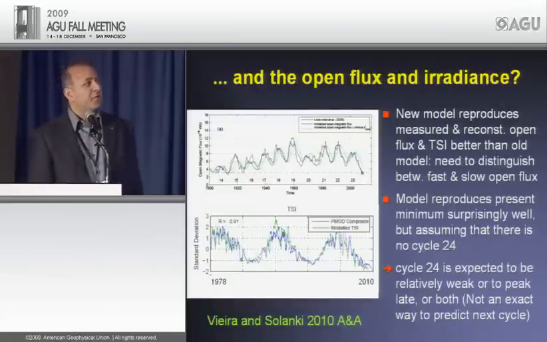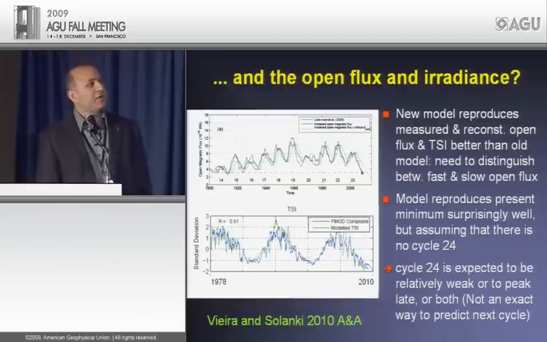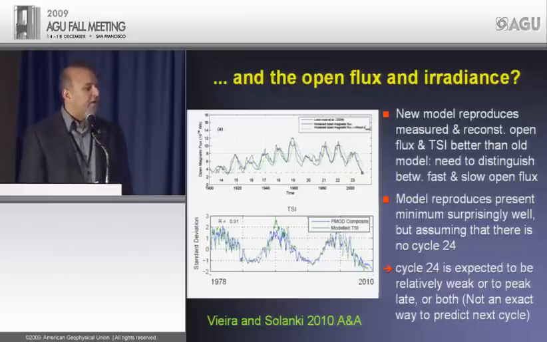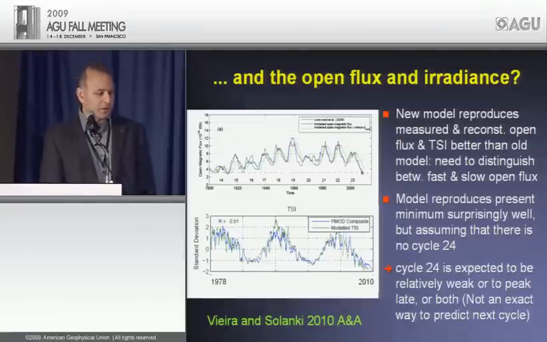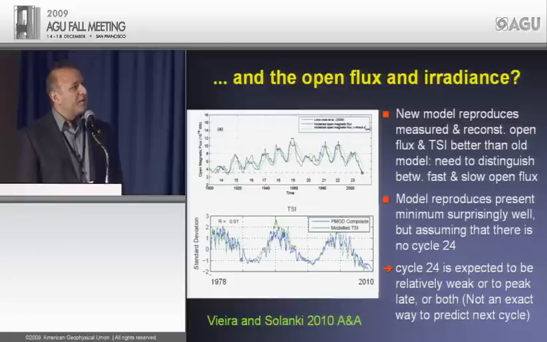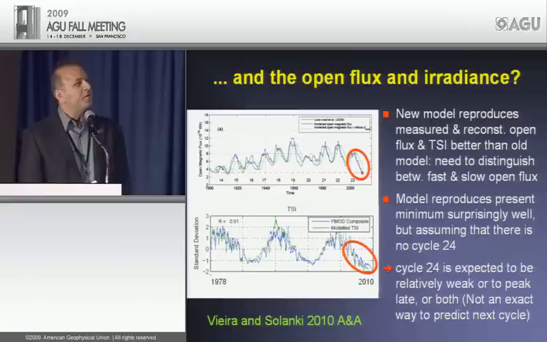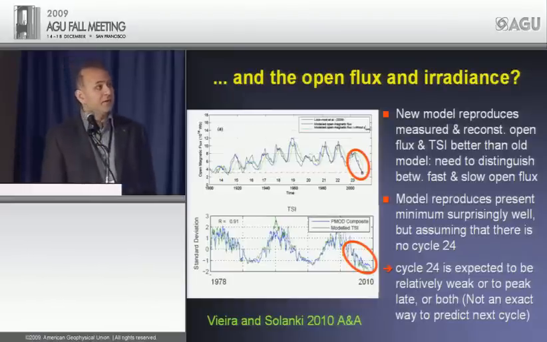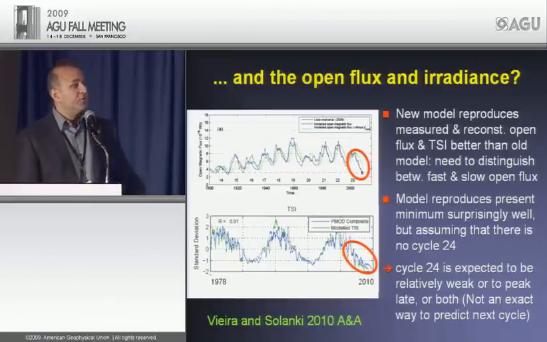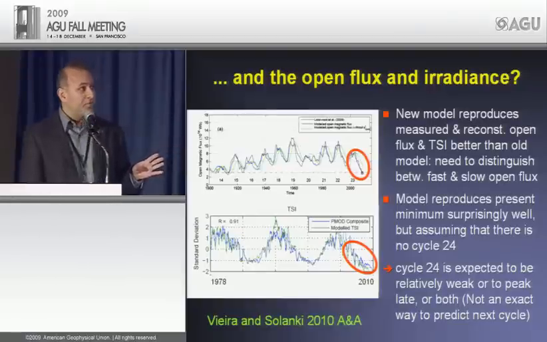You can do the same thing for the open flux, which is given in the upper diagram, where we are comparing the model, which is the blue curve, I think, with the reconstructions of the open flux by Mike Lockwood and co-workers, which is the black curve. In the lower diagram is the comparison with the irradiance. In both cases, where the open flux has fallen low and the irradiance has gone down, the model is going along with the data. Again, we didn't use this most recent period to constrain the model.